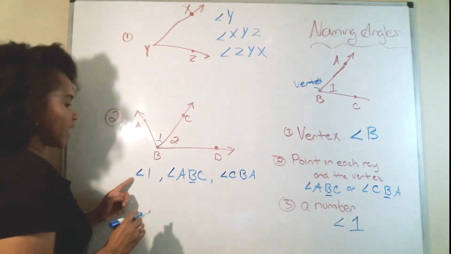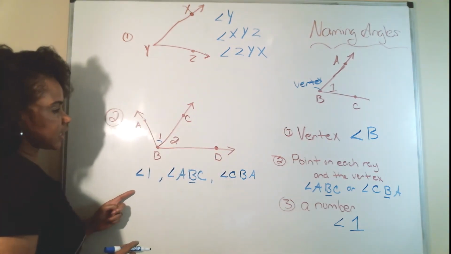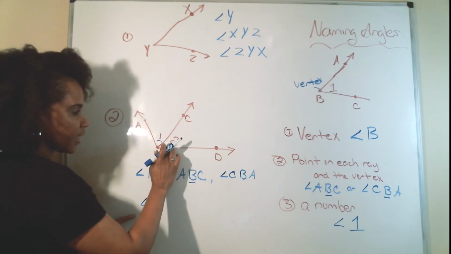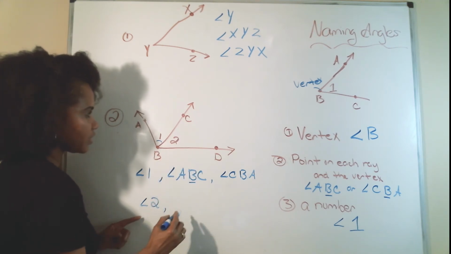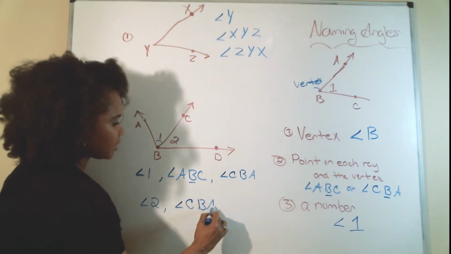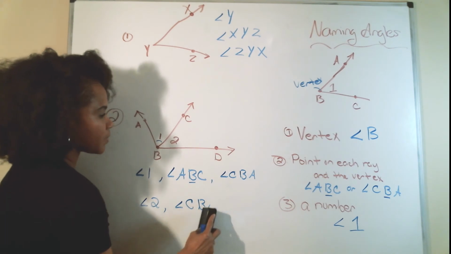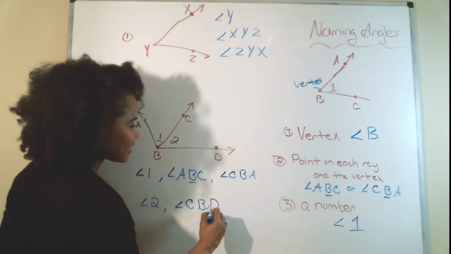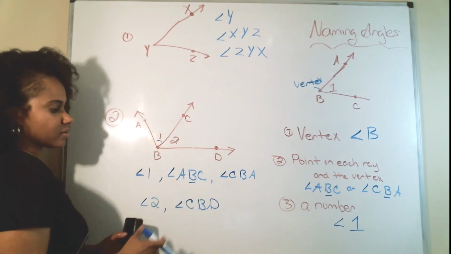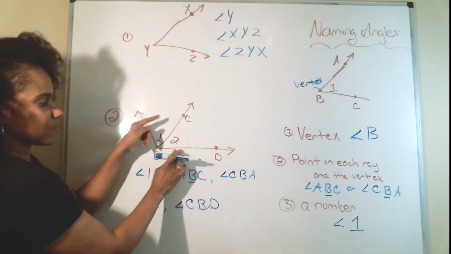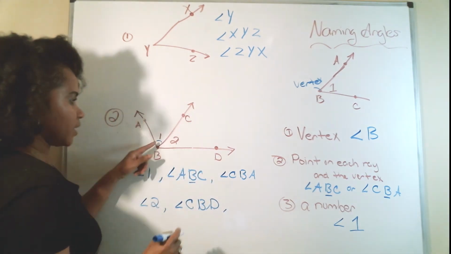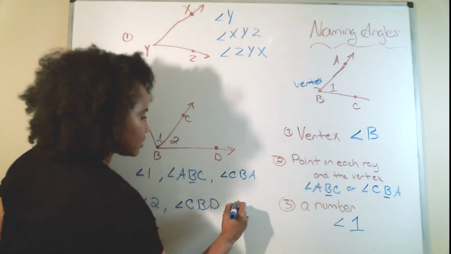So I've named angle 1. Let's look at naming angle 2. Of course, I could use the number. And if you did not have the number there, again, use the letters. So angle C, B, D, because I want to use just the two rays for my edges. And another way would be D, B, C.